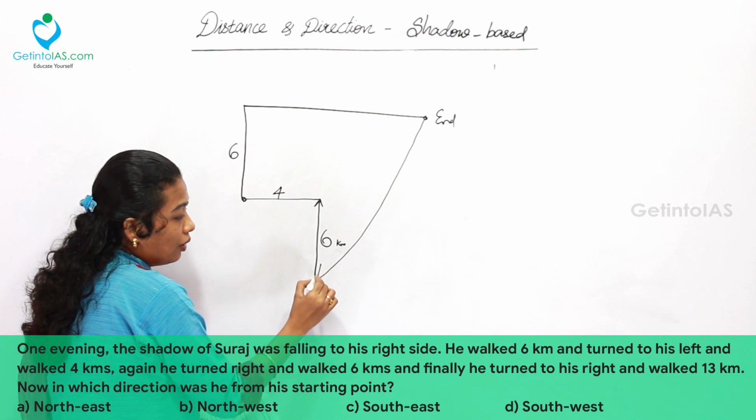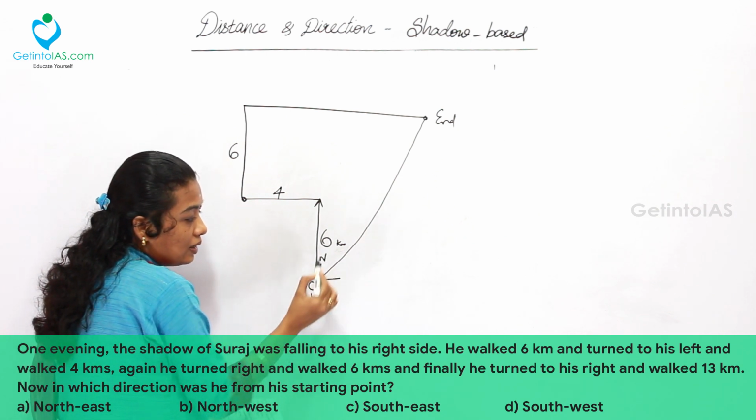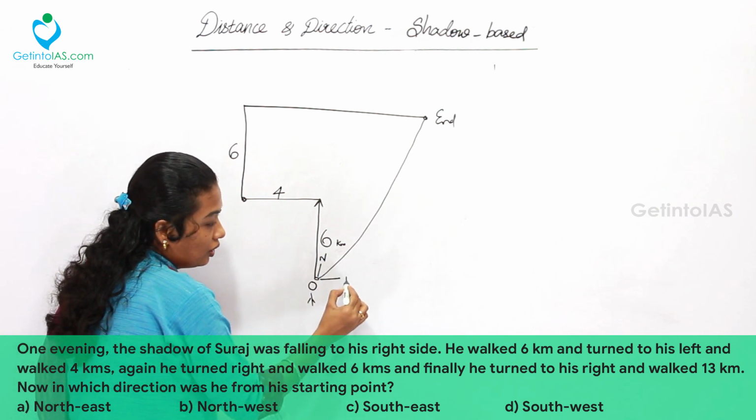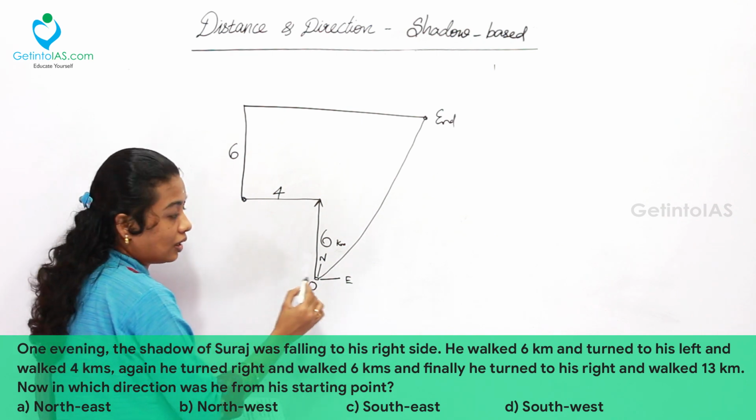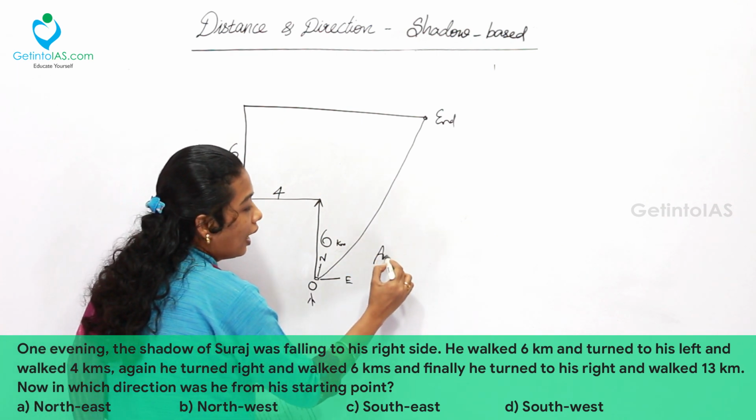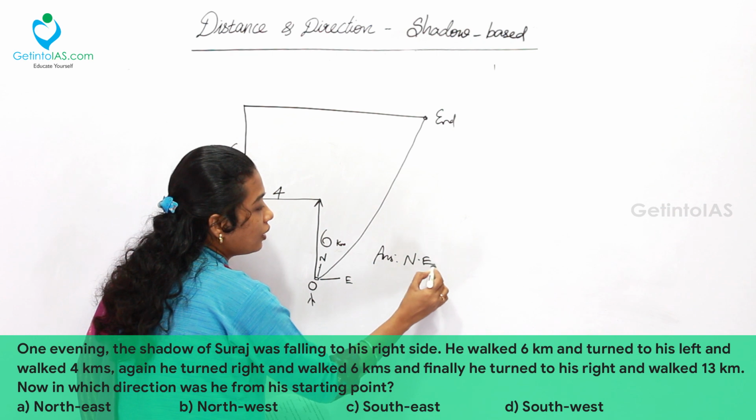If you are not able to make this out, you can just draw the map. North here, east here, south here, west here. Between north and east the point is there. The answer for the question is northeast.